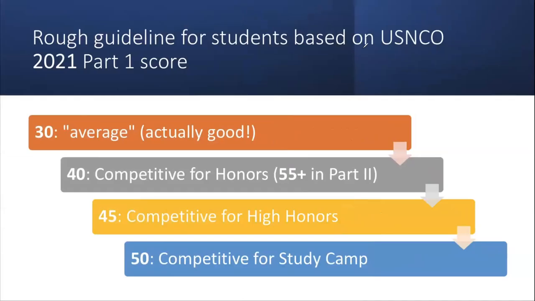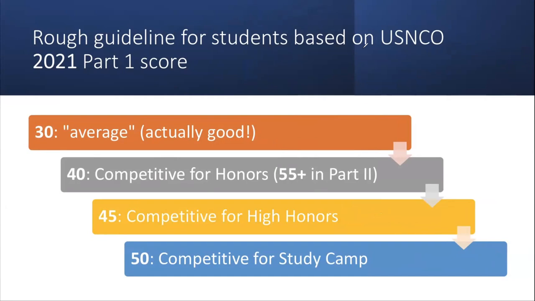According to the test writer, 30 points in the national part 1 is the average. Actually, it's pretty good, considering the difficulty of the test, right? And 40 out of 60 should be competitive for honors. Based on the data in 2021, you should score at least 55 points in part 2 to get the honors, even if your part 1 is much higher than 40. You still have a kind of cutoff in part 2.